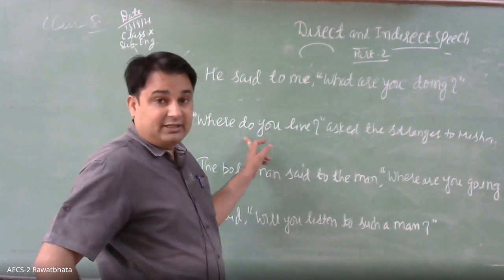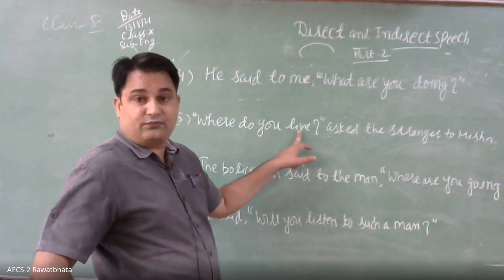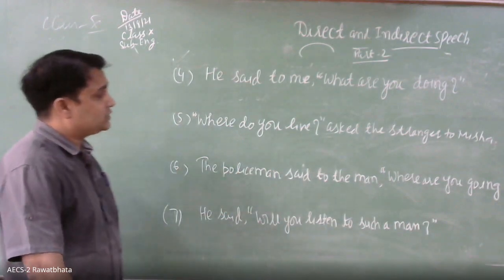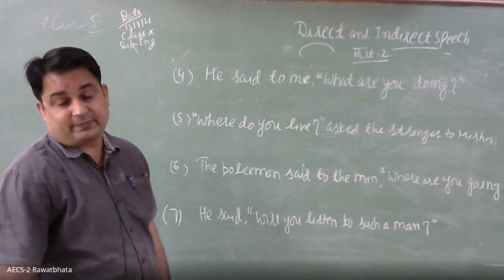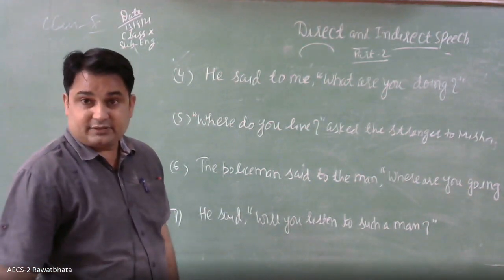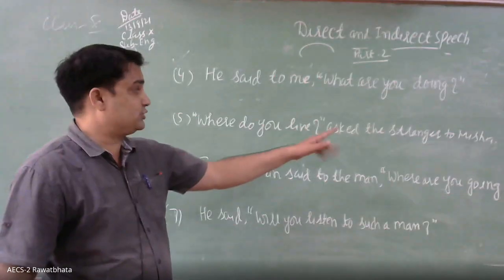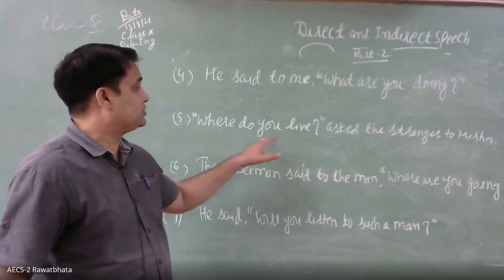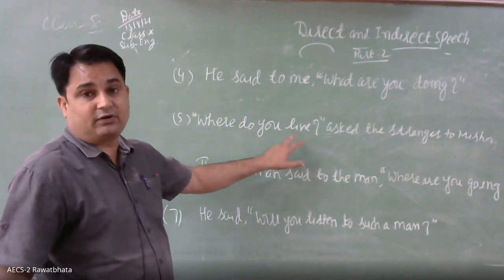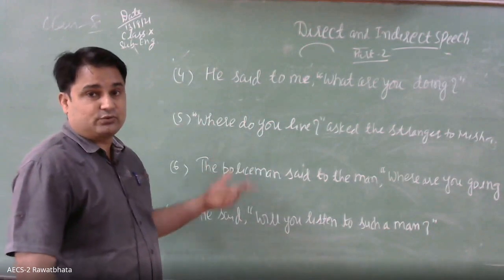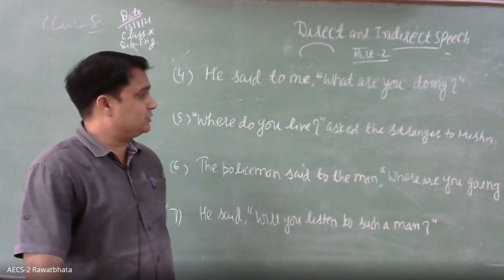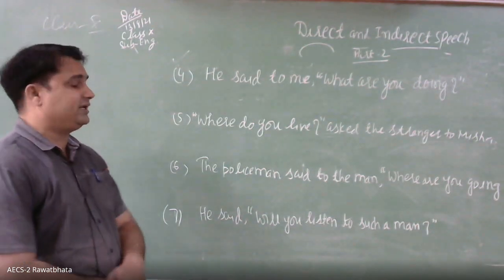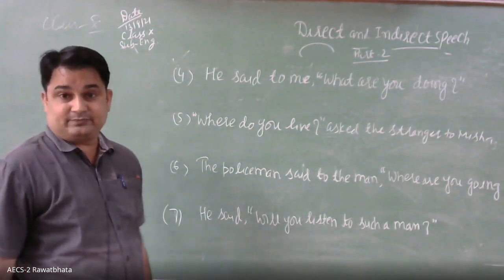Okay, if did remains there in question, so the verb form becomes second. So the stranger asked Misha where she lived. This verb form we have changed into second. Why? Because this is in simple present. So the stranger asked Misha where she lived. Okay, students? Yes, sir.